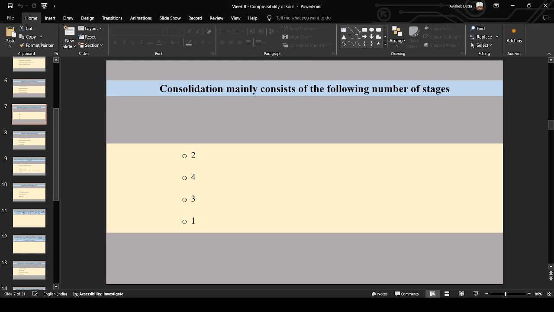Okay, repeating the question once. Consolidation mainly consists of the following number of stages: 2, 4, 3, or 1. Next question.